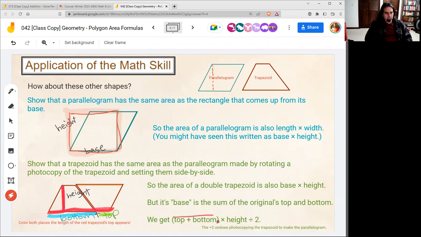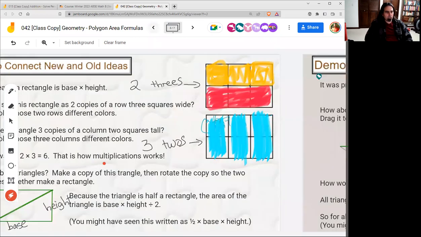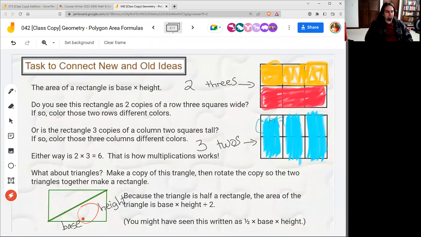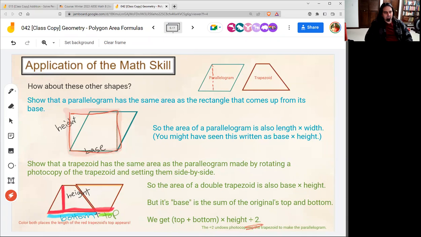So that top plus bottom multiplied by the height is how much area this whole thing takes up. But just like with the triangle, I have two of them. So the area for each, I have to do a divided by 2 at the end. If I made a photocopy, I have to kind of pay for it by dividing by 2 at the end.